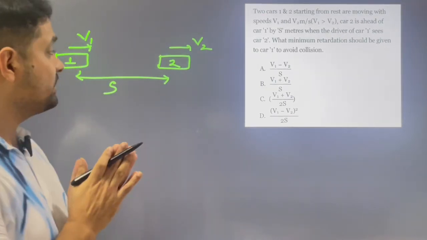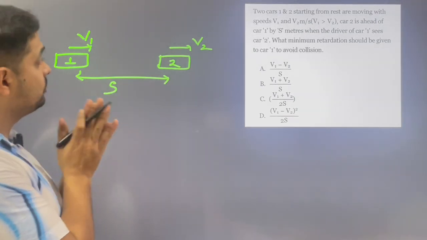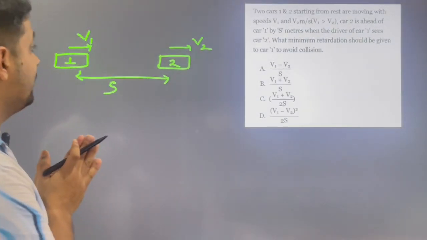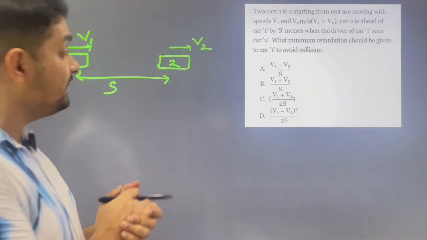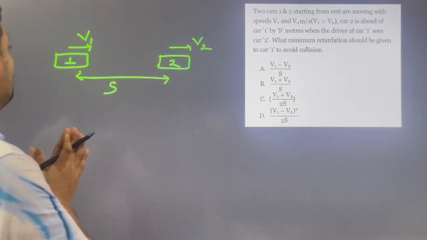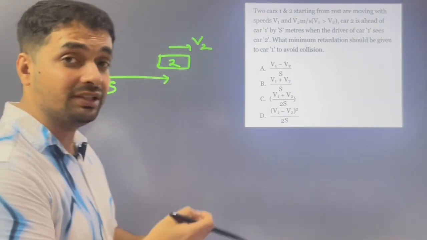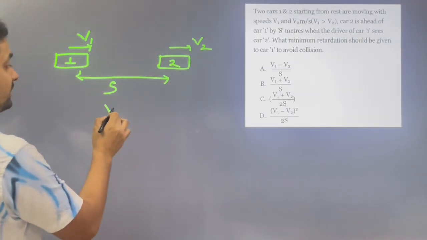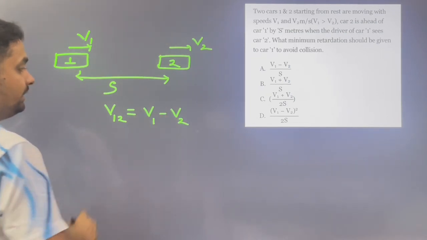Whenever there are questions like this, where two cars are moving in the same line with velocities v1 and v2 meters per second, and the gap between them is s meters, and we have to find the minimum retardation so that they will not collide, we should use the relative motion concept. So when the driver of car 1 sees car 2, what is the relative speed of car 1 with respect to car 2? v12 is v1 minus v2, correct?